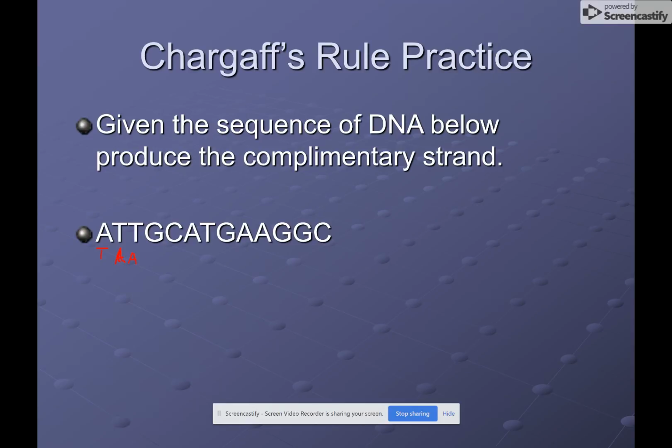So looking at the strand ATT, GC, AT, GAA, GGC, you should be able to produce the complement, the opposite side, that is TAA, CG, TAC, TT, CCG. This is something that you'll have to do.